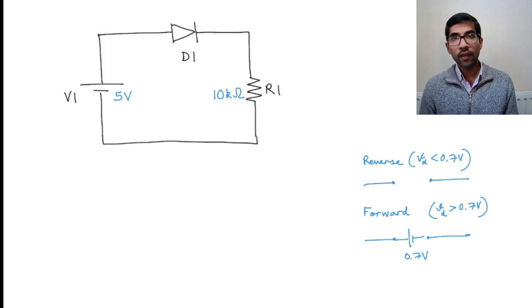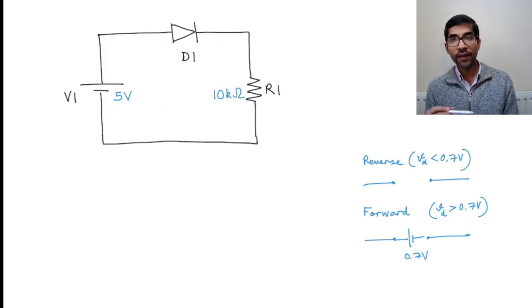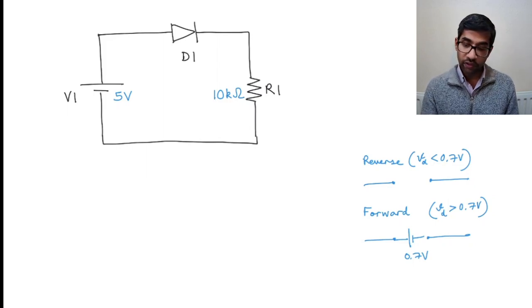Okay, let's take a look at the problem that I have put on the screen here. This diode problem, and instead of using the ideal diode model, let's use the constant voltage drop model. And I've just put the constant voltage drop model here for our reference.